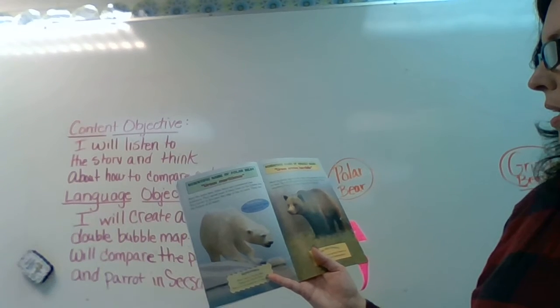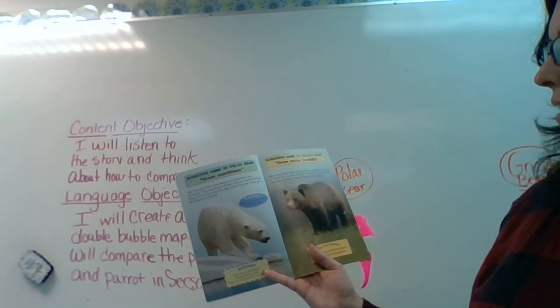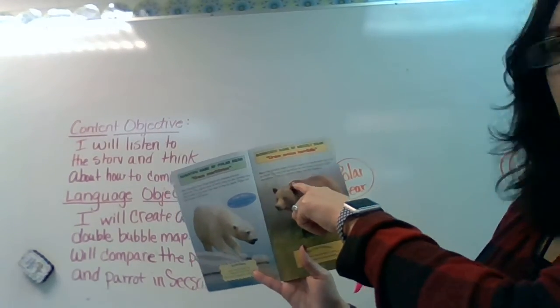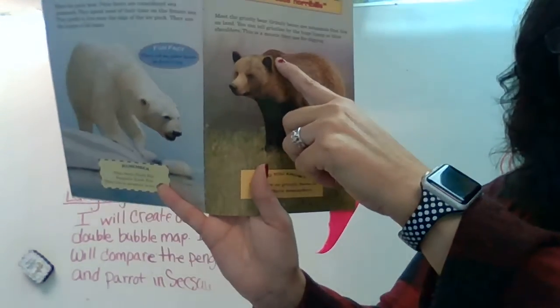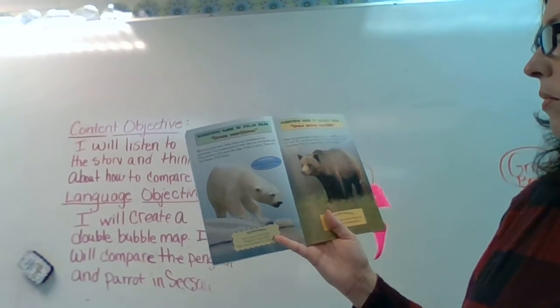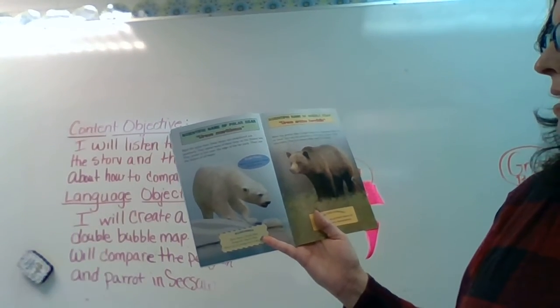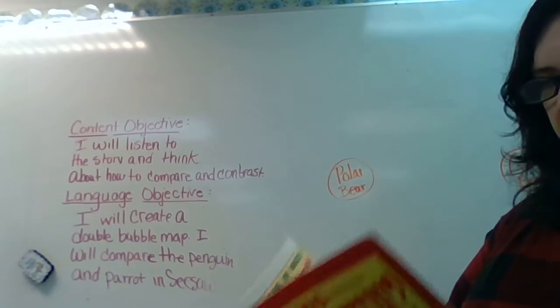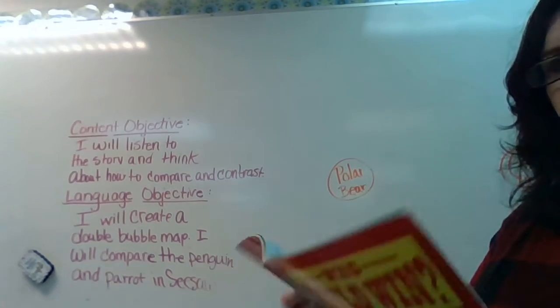Okay. Scientific name of the grizzly bear, Ursus arctos horribilis. Meet the grizzly bear. Grizzly bears are mammals that live on land. You can tell grizzlies by the huge hump on their shoulder. That's this part right here. They have a big hump on their shoulder. This is a muscle they use for digging. Did you know that there's no grizzly bears in the southern hemisphere?